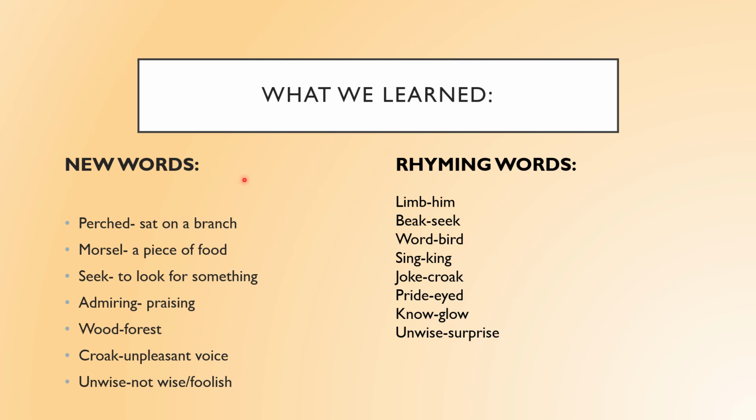Apart from these new words, we learned some rhyming words also. Rhyming words are the words which are pronounced in the same way. Okay. For example, limb, him. Beak, seek. Word, bird. Sing, king. Joke, croak. Pride, eyed. No, glow. Unwise, surprise. So all these are the rhyming words that we learned in this poem.